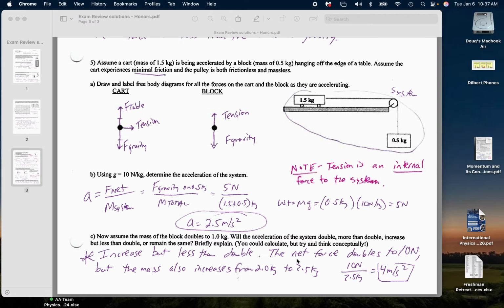So a little bit sneaky here. I did a calculation, but the key here was this was a conceptual question. You need to think about this acceleration as a ratio. The numerator doubles, but the denominator increases some. So that's why overall the acceleration of the system increases but is not double.